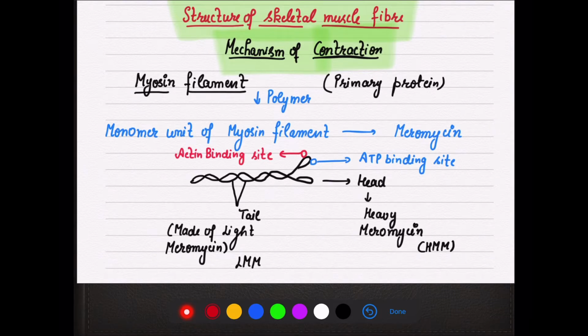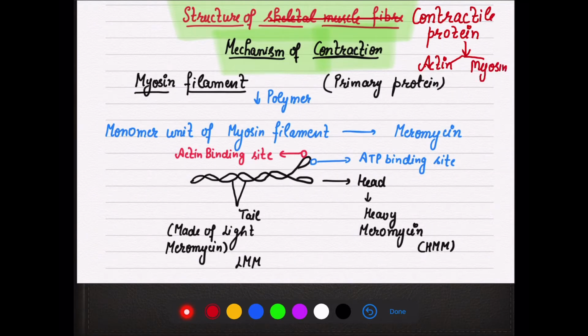That is the structure of contractile proteins. And I think every single student who is watching my lecture knows what these two contractile proteins are. These are actin and myosin. We are going to talk about the actin and myosin structure.